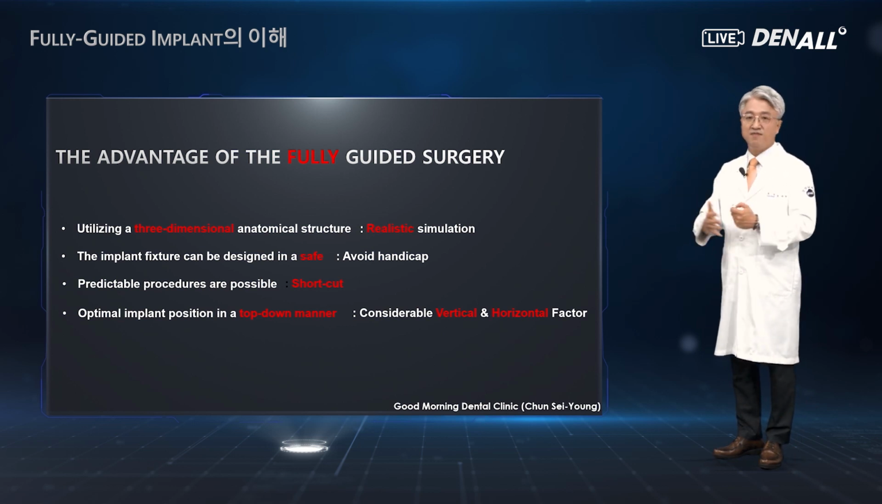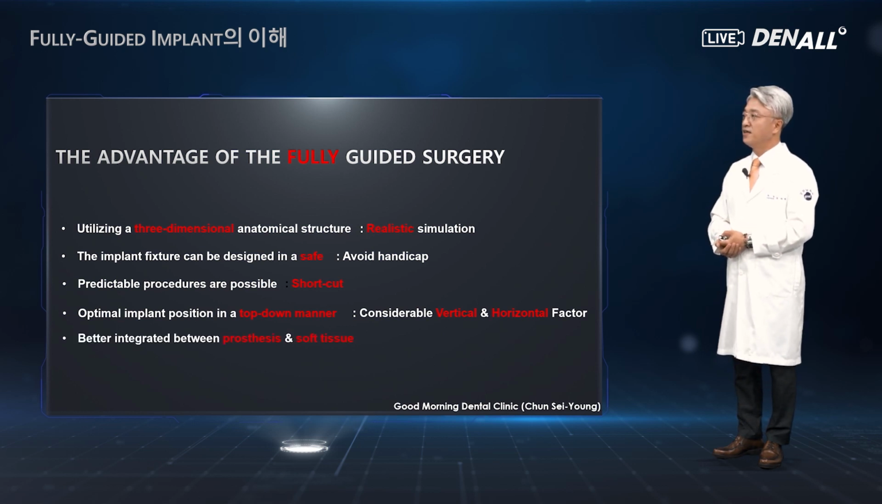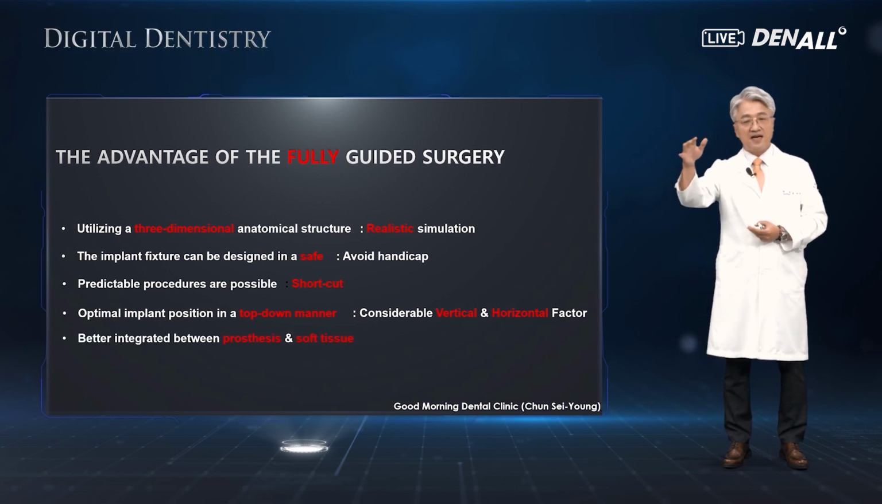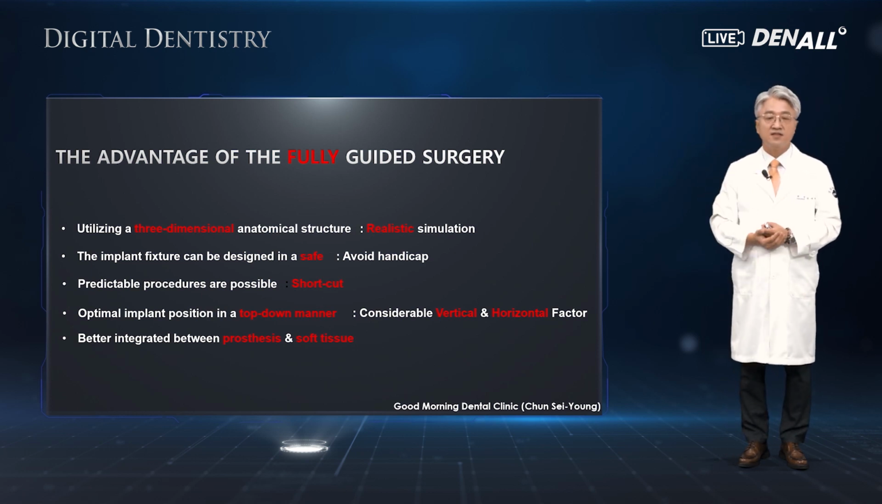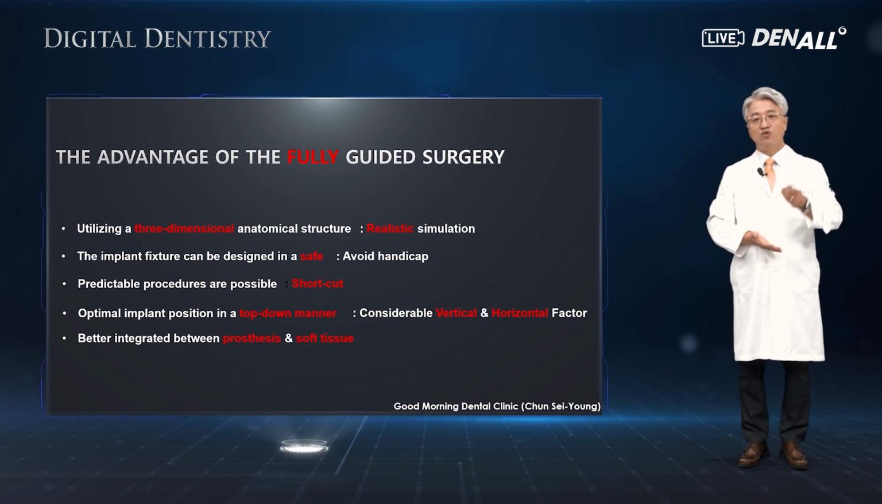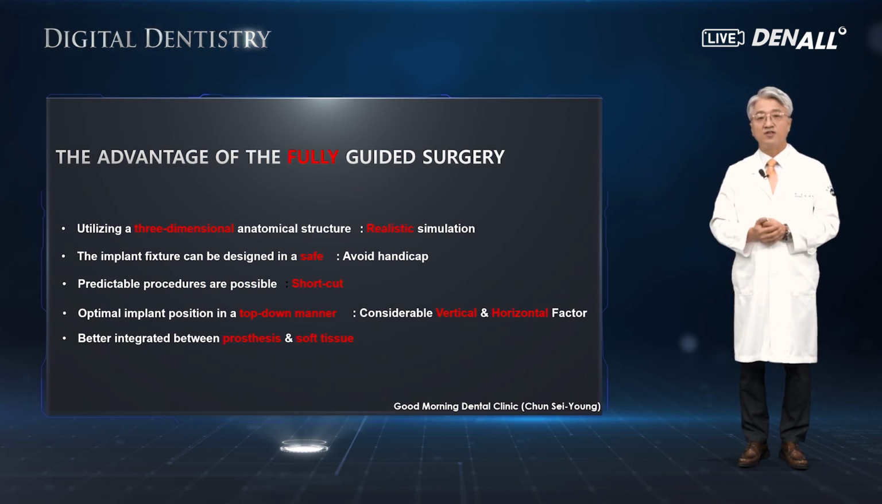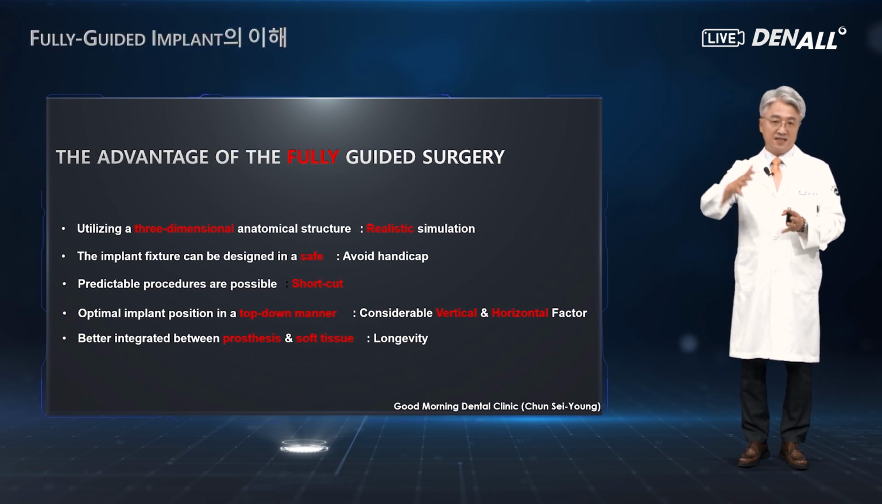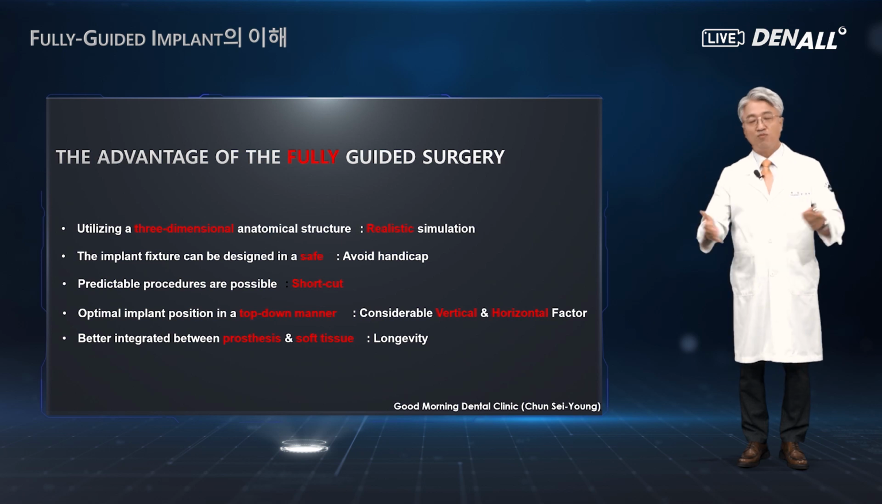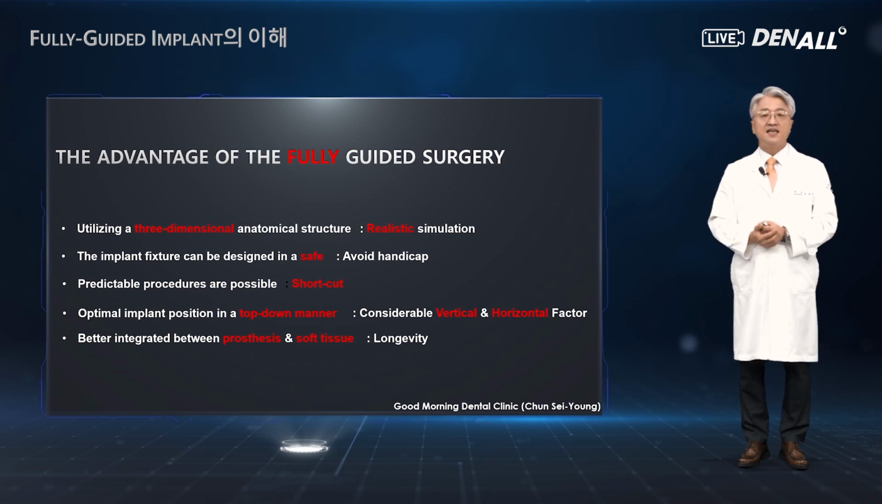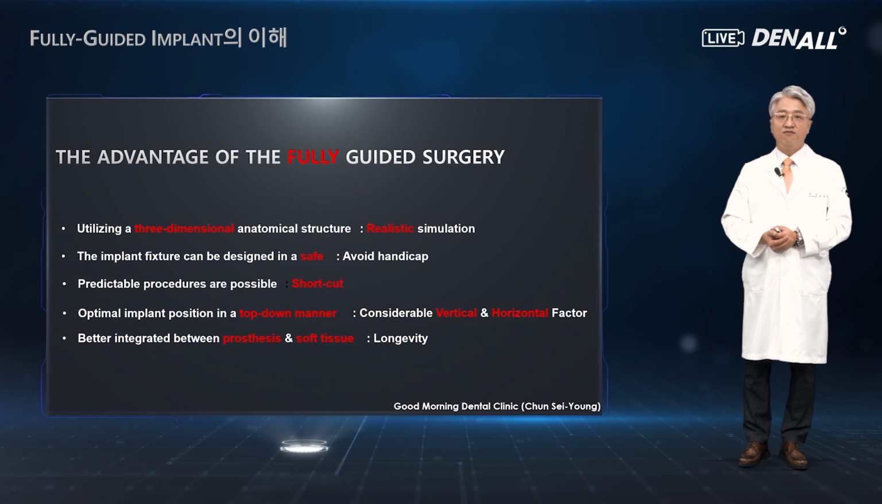As I explained before, vertical and horizontal factors are considered during the design. I showed you a soft tissue management case. Integration between prosthesis and soft tissue can be made better. The prosthesis longevity can be ensured, and we can provide the environment where peri-implantitis can be prevented in advance. Those are the advantages.